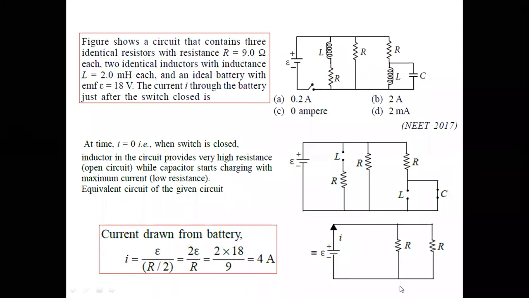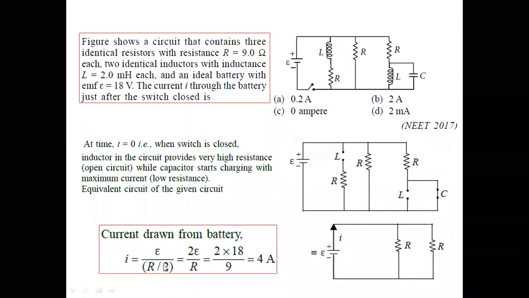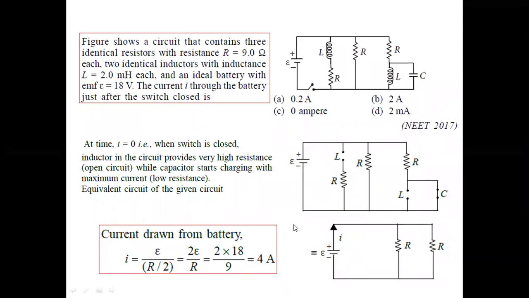So finally, what is the current? By Ohm's law, the current in the circuit is given by EMF divided by the equivalent resistance. The equivalent resistance is R by 2, so the current becomes 2 times EMF upon R. The R value we know is 9 ohm. Finally, we get 4 ampere.